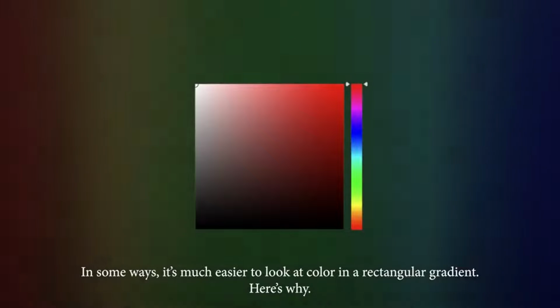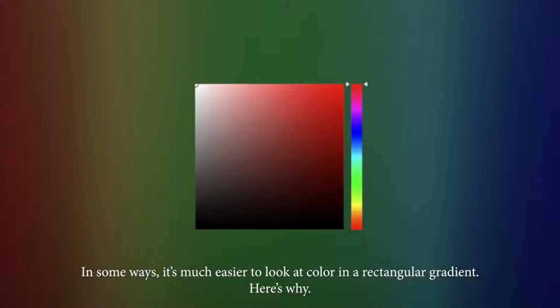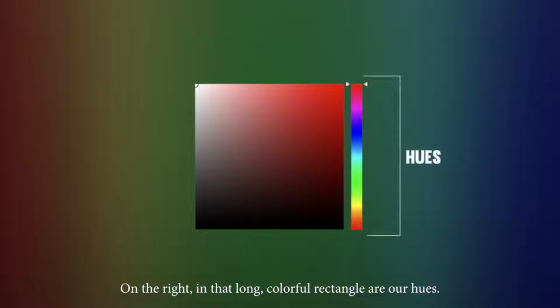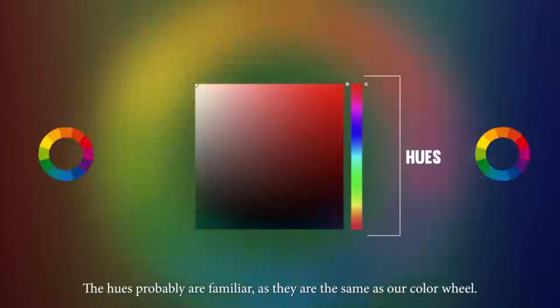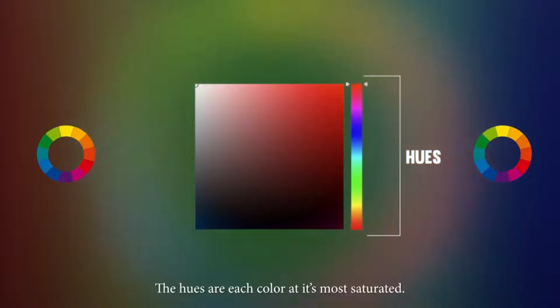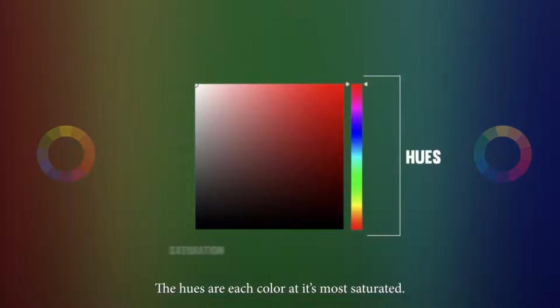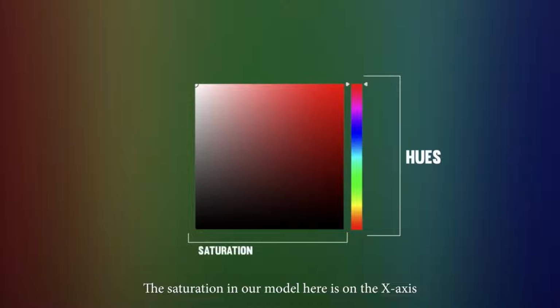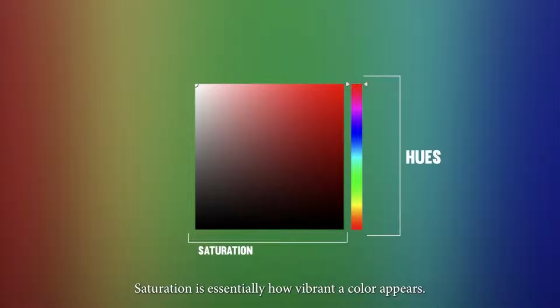In some ways, it's much easier to look at color in a rectangular gradient. Here's why. On the right, in that long colorful rectangle, are our hues. The hues probably are familiar, as they are the same as our color wheel. The hues are each color at its most saturated. The saturation in our model here is on the x-axis. Saturation is essentially how vibrant a color appears.